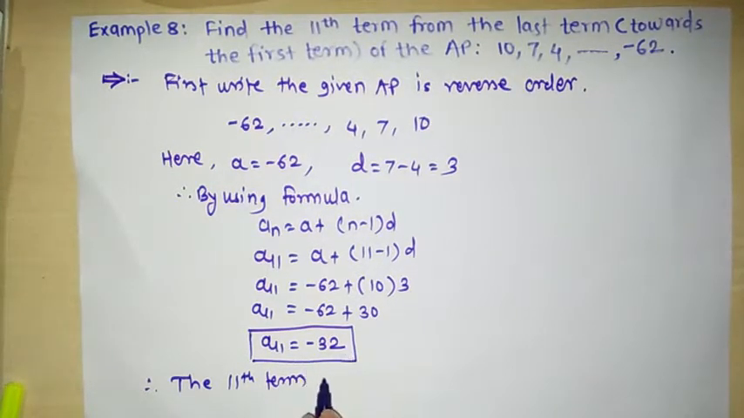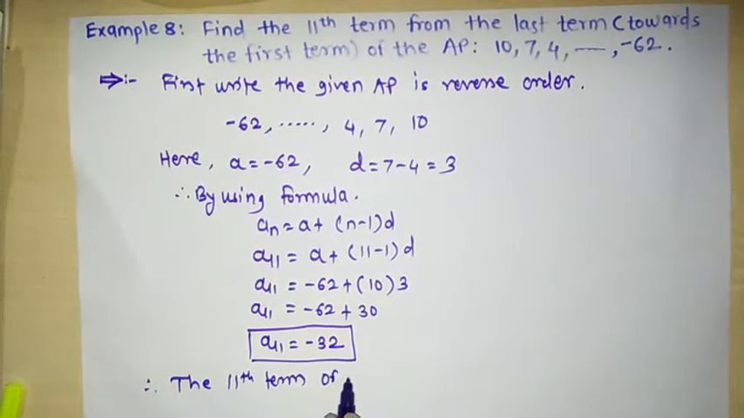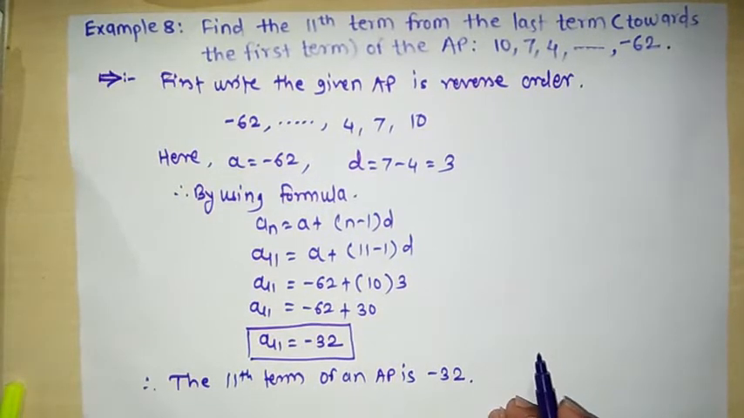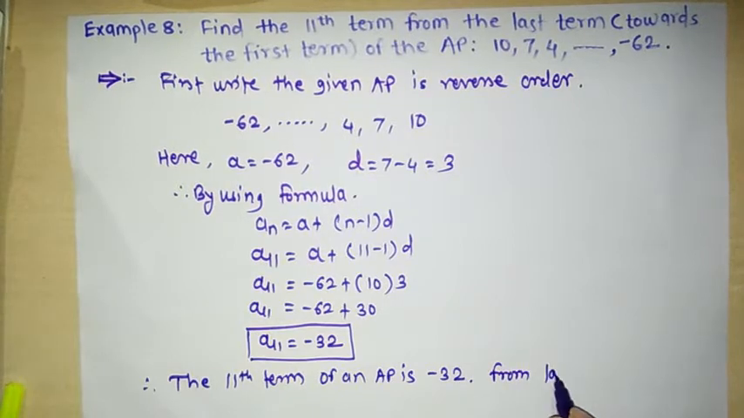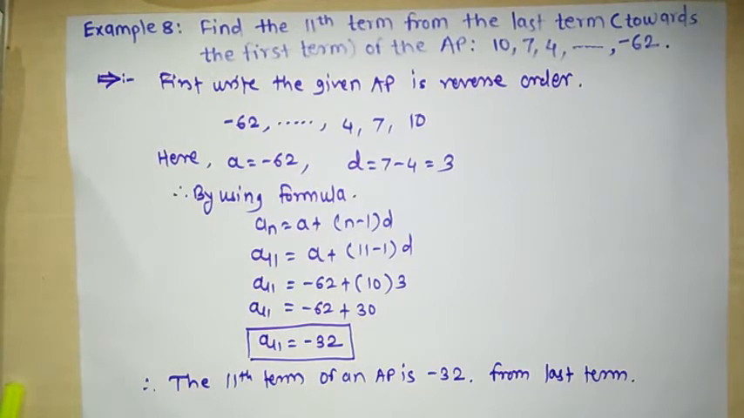Therefore the 11th term of an AP is minus 32 from the last term. The 11th term of an AP is minus 32 from the last term. Got everybody?